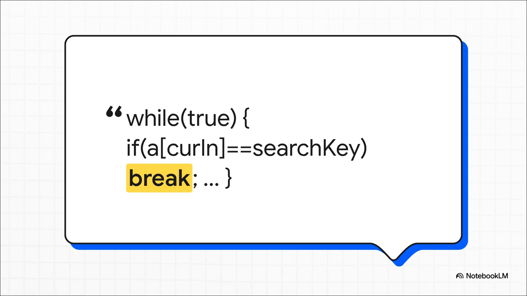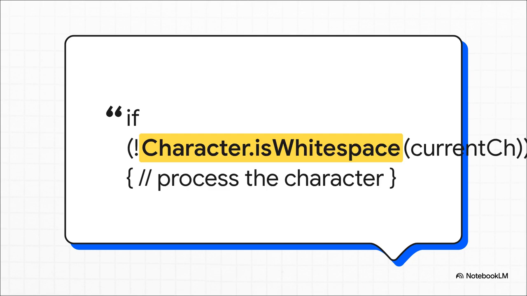And this is where those labels I mentioned become so powerful. Imagine this whole search was happening inside another, bigger loop. A normal break only gets you out of the inner loop, but a labeled break, that could let you blow past both of them at once. That's real control.